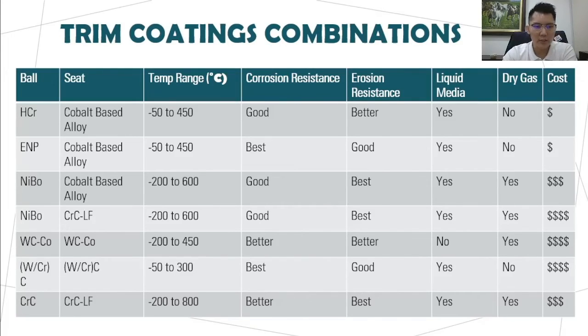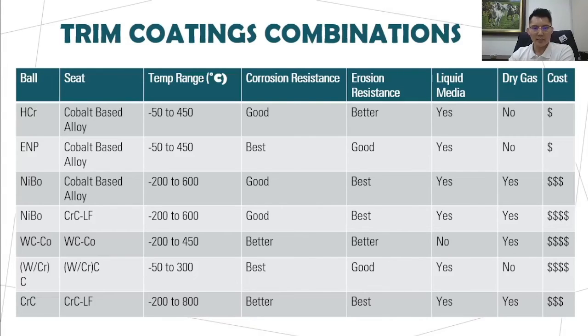We also have another combination by using the Nebo ball and also the chrome carbide. LF is actually low friction. Like I mentioned just now, by using the low friction, it will result in a lower torque, then you actually need a smaller actuator. Temperature range up to 600 degrees, but it's much more expensive compared to the cobalt-based alloy. And the durability, of course, is better. That's why we are paying more on this one.